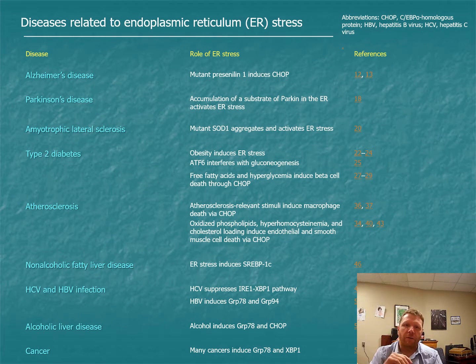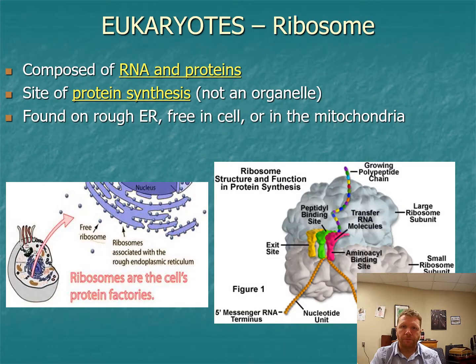This has a list of all of the different diseases or disease states that are related to endoplasmic reticulum stress. Alzheimer's, Parkinson's, type 2 diabetes, atherosclerosis, non-alcoholic fatty liver disease, as well as alcoholic liver disease. So disruptions and stresses on the endoplasmic reticulum can lead to a very wide range of disease states.